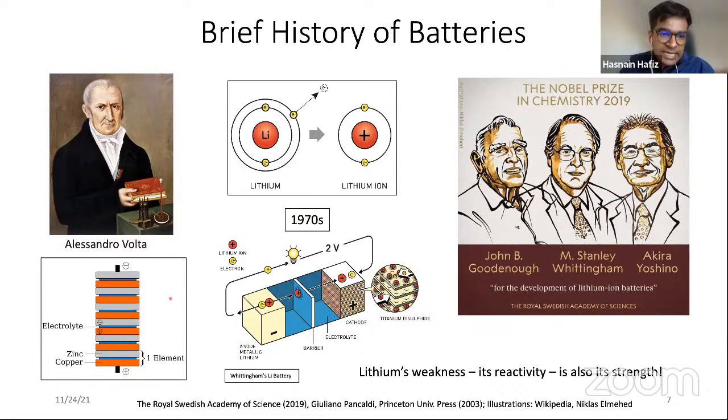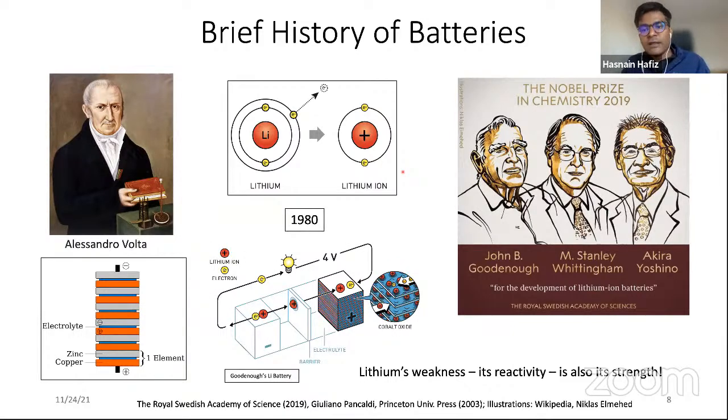And here, lithium's weakness is its reactivity, which is in fact also its strength. So in the early 1970s, Stanley Whittingham used lithium's enormous drive to release its outer electron and developed the first functional lithium battery. Then in 1980, John Goodenough invented a more powerful and useful battery by choosing cobalt oxide as a cathode, which actually doubled the battery capacity.